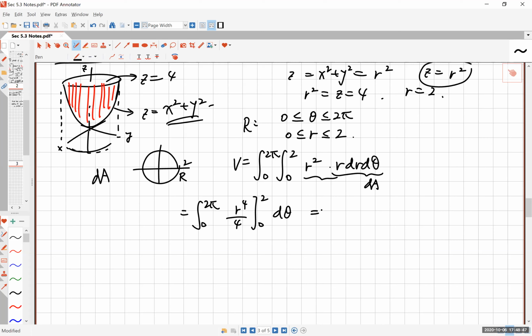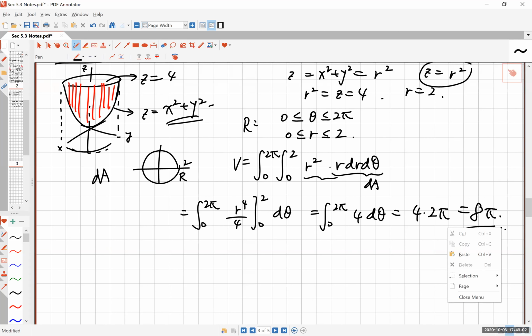But what's 2 to the 4th power? That's 16. 16 divided by 4, it's 4. And so this is just 4 times 2 pi, and that's 8 pi. I hope that's what you thought the answer was. The volume of this bowl inside of the circular paraboloid of height 4, radius 2, turns out to be 8 pi.